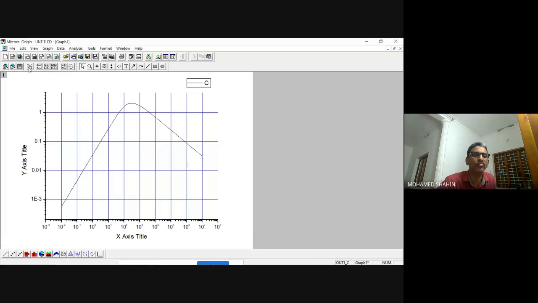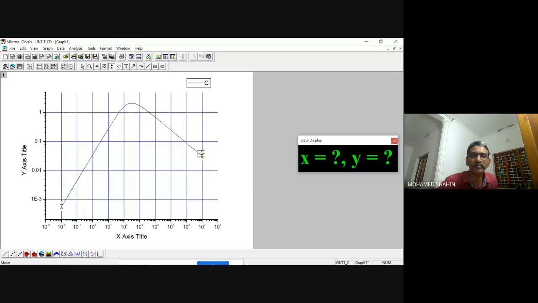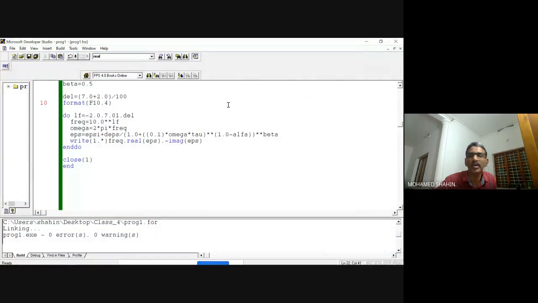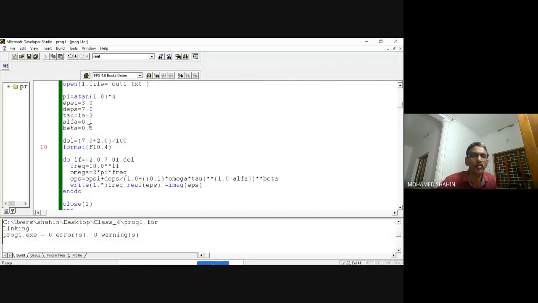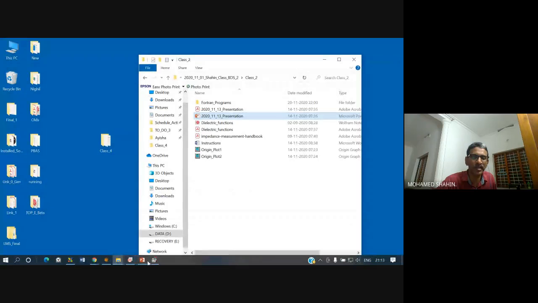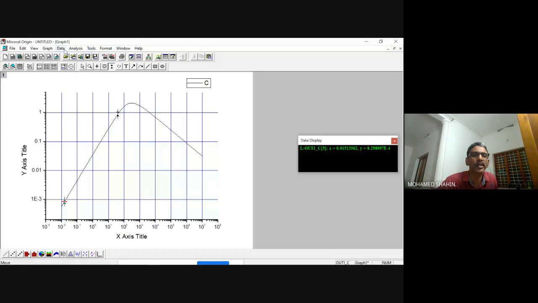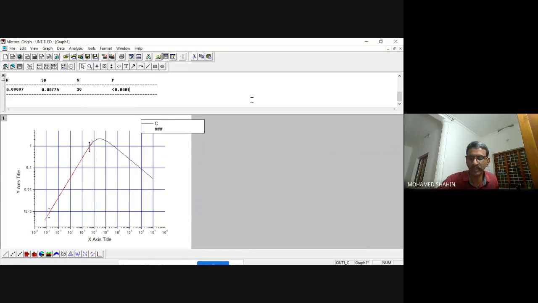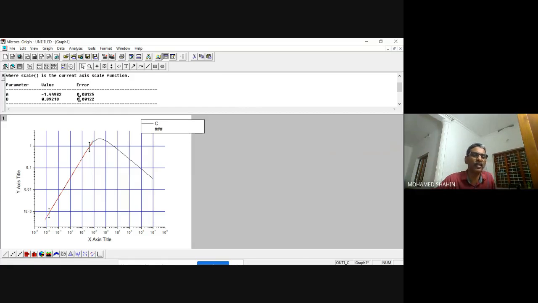To get that value, I am selecting this data. What is the alpha value? Alpha value has been written in the program. Alpha is given as 0.1. So I should get 1 minus 0.1, 0.9 must be my value. So to get it, analysis, fit, linear. Now you can see this is the value I am getting: 0.892, that is almost 0.9. You can see that the slope is almost 0.9.